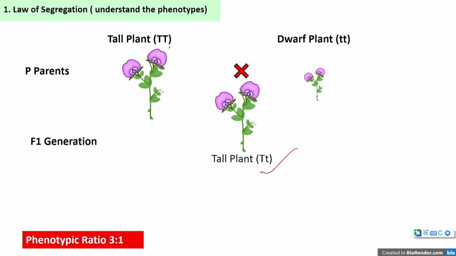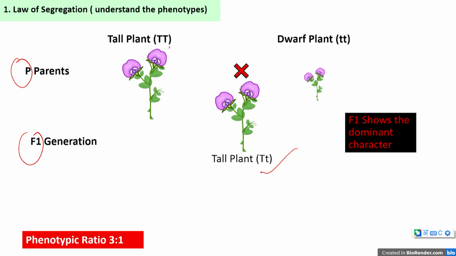Now, a few more terms. You can see P, P1, P2, that is how Mendel wrote them. P stands for parents, and you will see F1, F2, F3, that is the first filial generation, second filial generation. So, F stands for filial. This is the first filial generation.